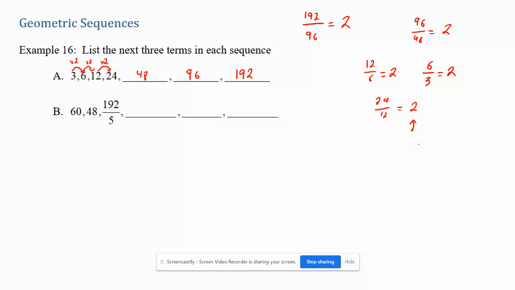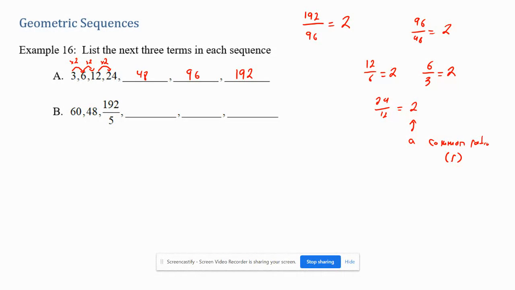What we call 2 is a common ratio. A ratio is when you divide two terms to compare them. If you have any two consecutive terms, you're always going to get this value. So the common ratio, and we use r for it in this formula.